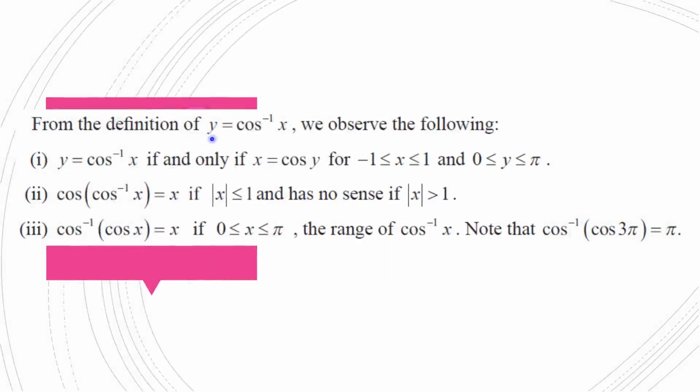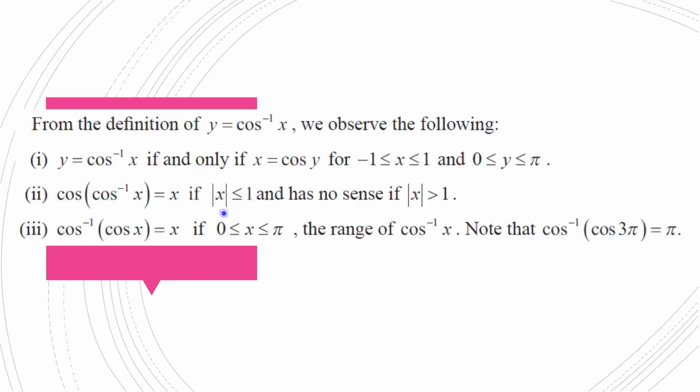From the definition of y equal to cos inverse of x, we observe the following. The first point is y equal to cos inverse of x if and only if, as we already saw, when cos inverse moves to this side it becomes cos. So cos y equal to x. For this, the x value must lie between -1 to 1 and the y value must lie between 0 to pi. The second point is cos of cos inverse of x. So cos and cos inverse cancel and we will get x if and only if modulus of x is less than or equal to 1.